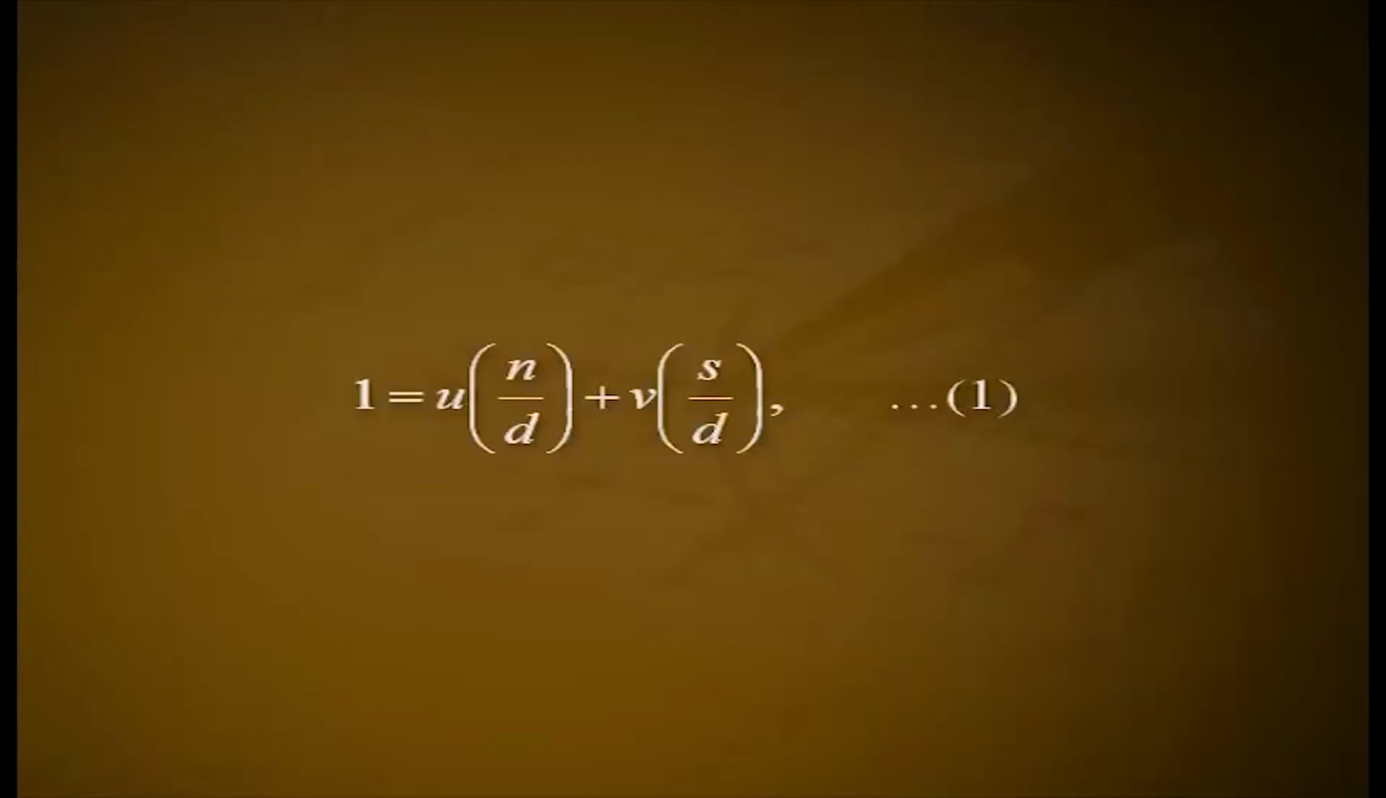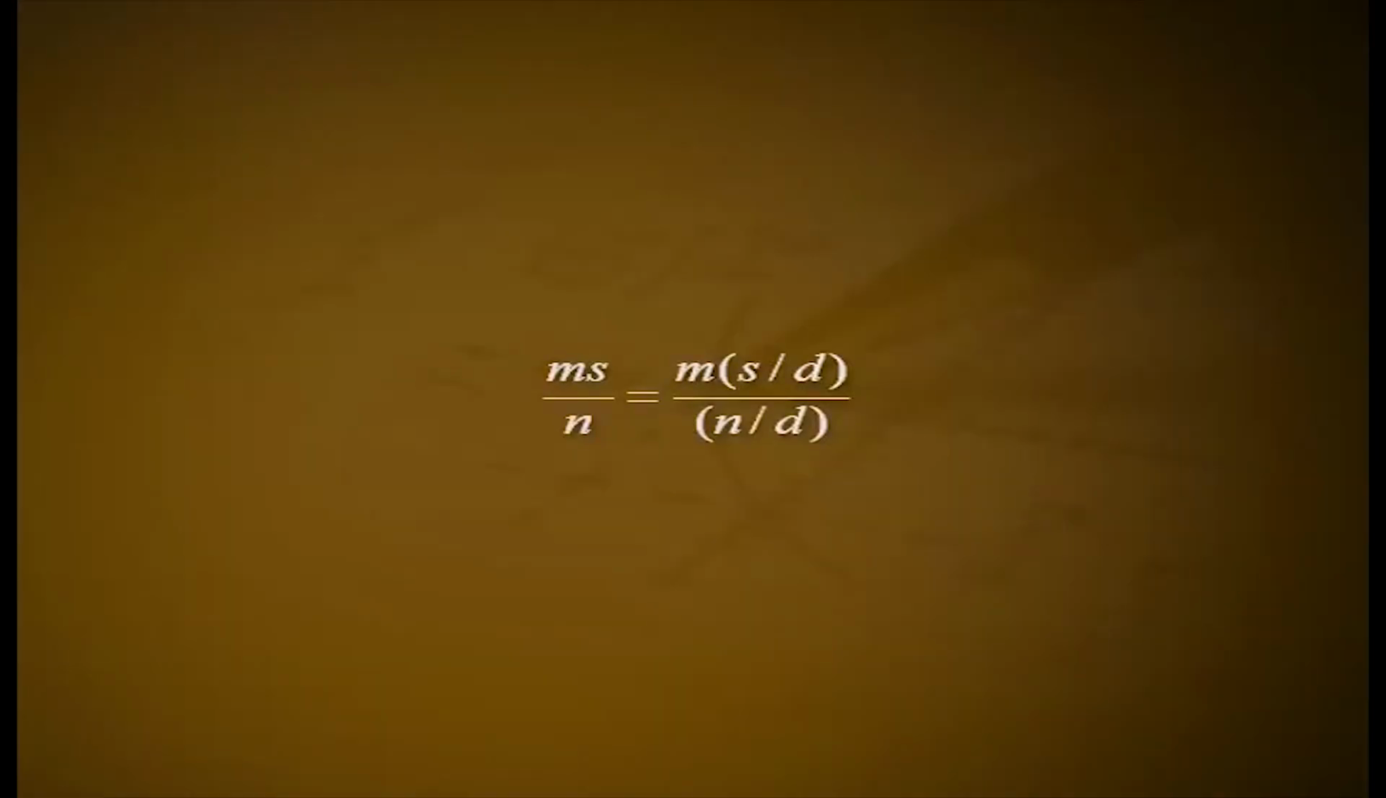Now, our aim is to find the smallest positive integer m such that n divides ms. Let D be the GCD of n and s. Then there exist integers u and v such that D is equal to un plus vs. Since D divides both n and s, we may write 1 is equal to u into n by D plus v into s by D. Equation number 1, where both n by D and s by D are integers. The last equation shows that n by D and s by D are relatively prime. For any integer dividing both of them must also divide 1.